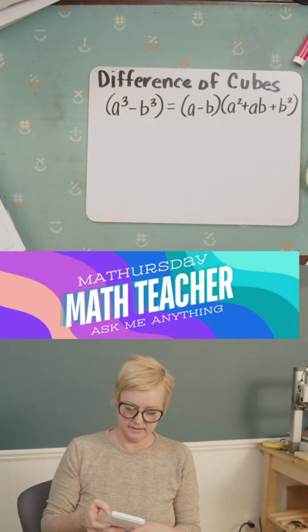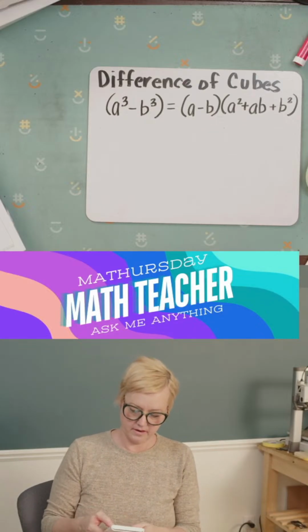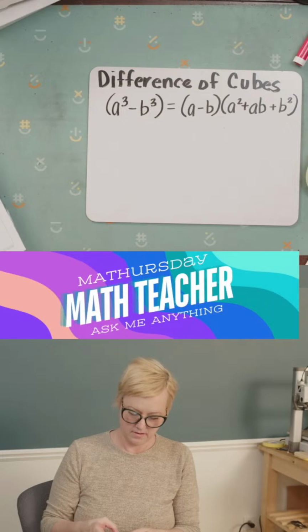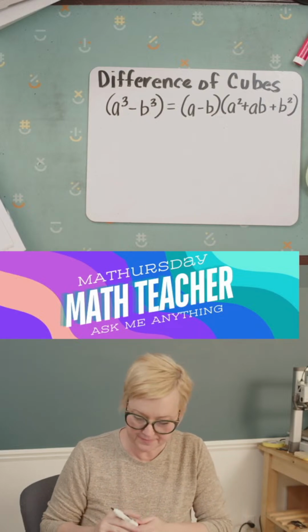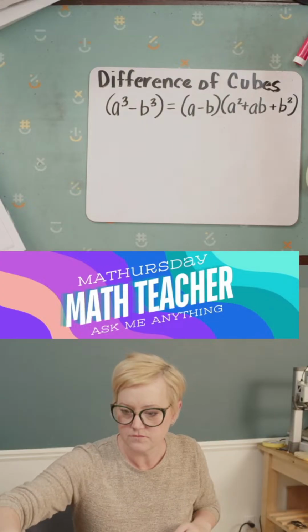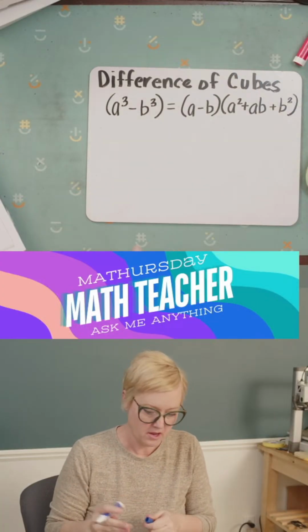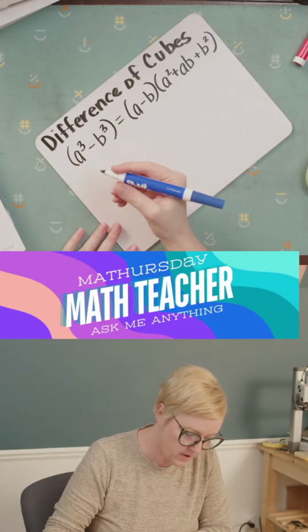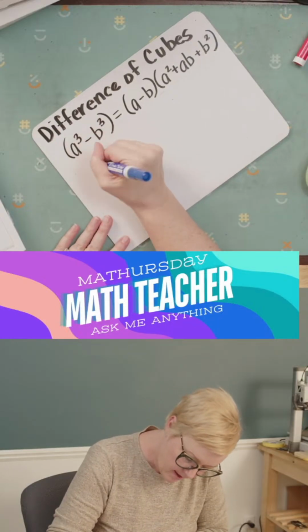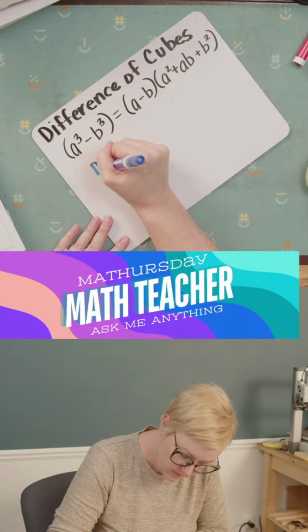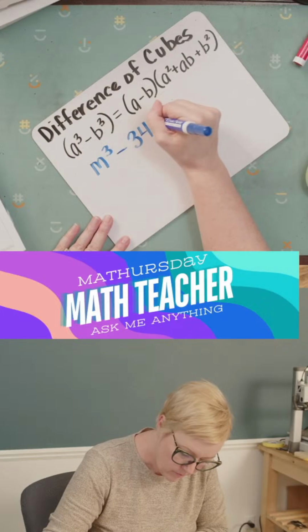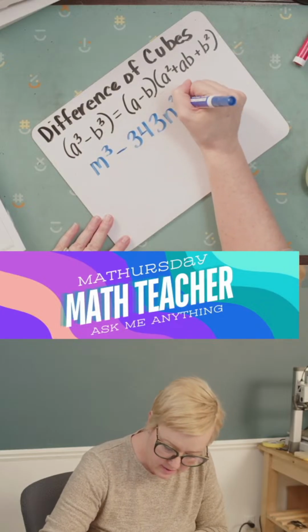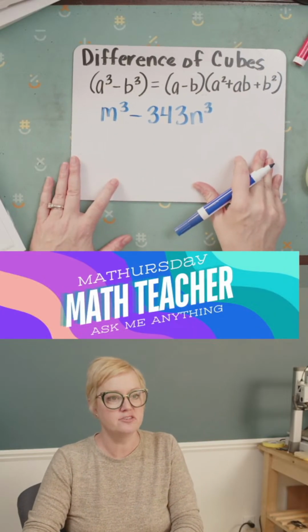Okay, great. All right, so let's take a look at one of these. So we're going to factor here. Let's do m cubed, so m to the third power minus 343n cubed. Okay, so let's factor this.